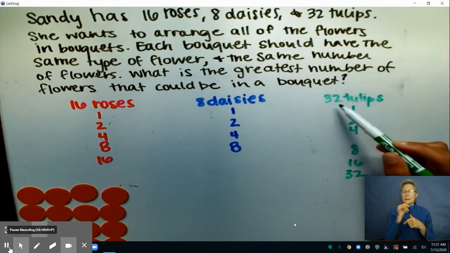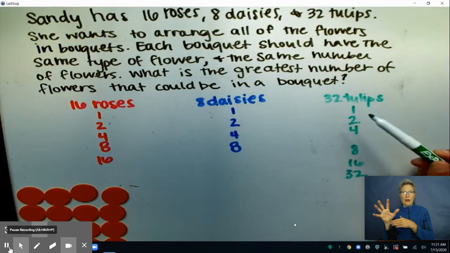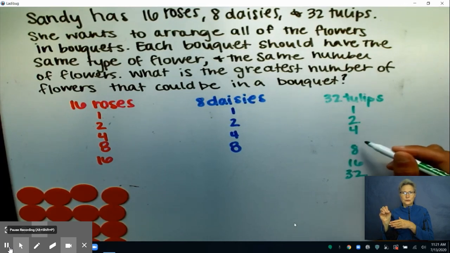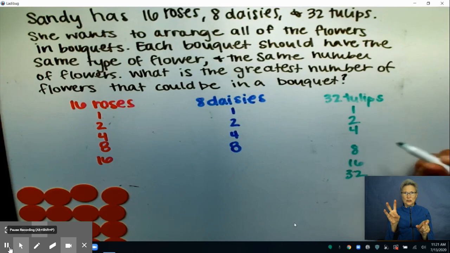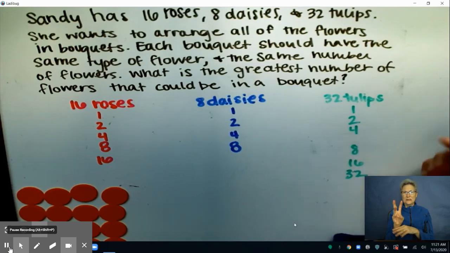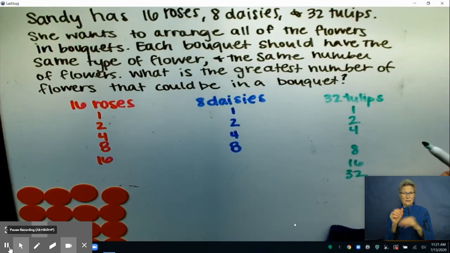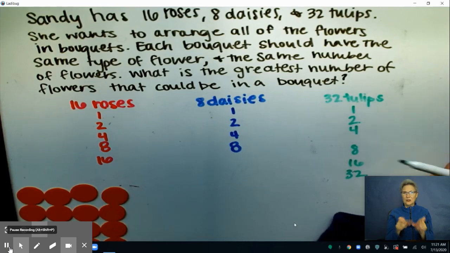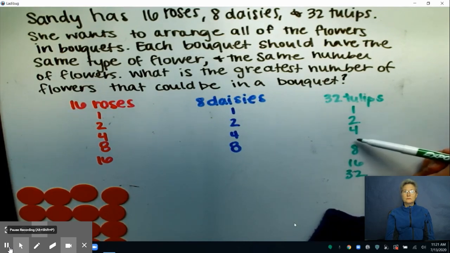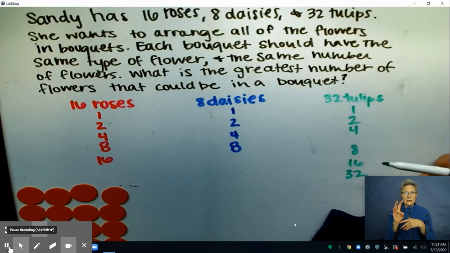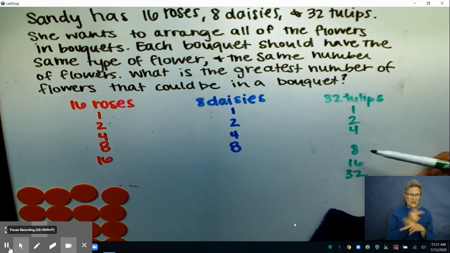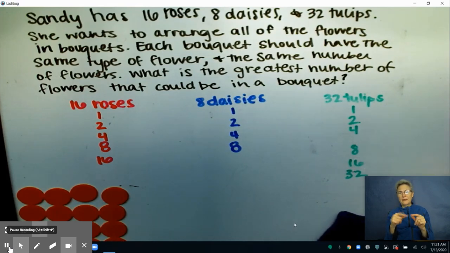5 is not a factor of 32 because that does not end in a 5 or a 0. 6 is not a factor of 32. I know 6 times 6 is 36, so my next multiple below 36 of 6 will be 30. And so 6 is not a factor of 32. Going through, continuing, I know that 7 is also not a factor of 32. There's no basic fact that includes 7 to get to 32. And then we've got 8 here. So it looks like we're pretty good to go on this.